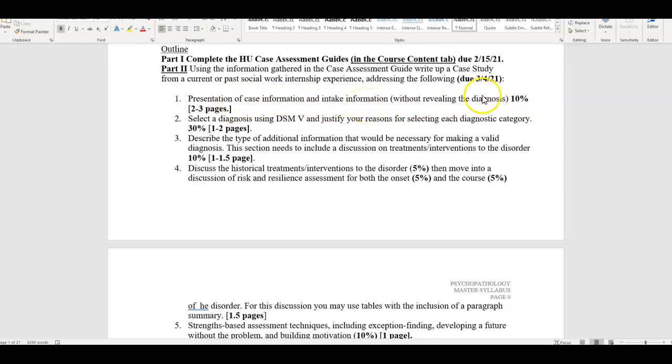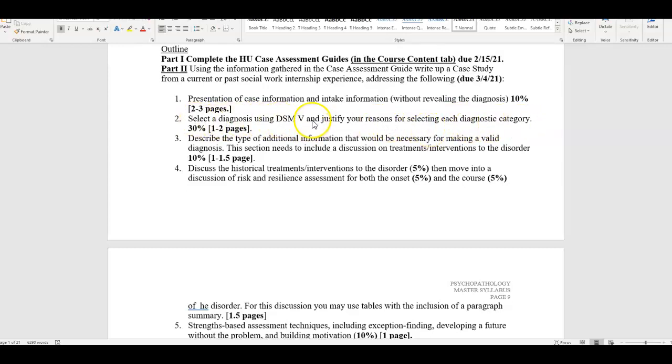This is your evidence for the diagnosis here. So you're taking the information from the mental status exam, you're taking the key information from the case study guide, and now you're building your case evidence for what's going on here. What is the presenting problem? Select a diagnosis now using the DSM-5 and justify your reason for selecting the diagnosis.